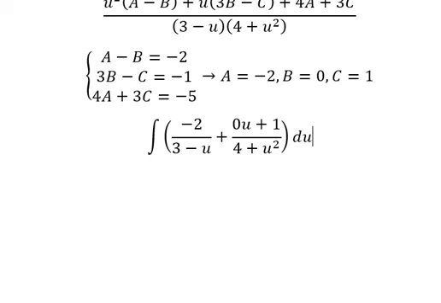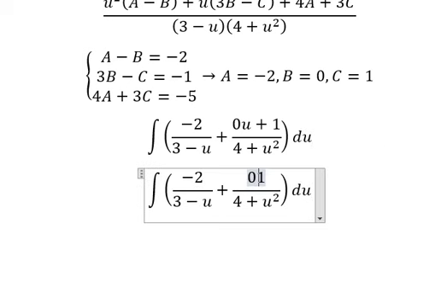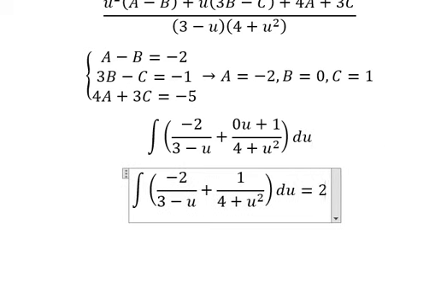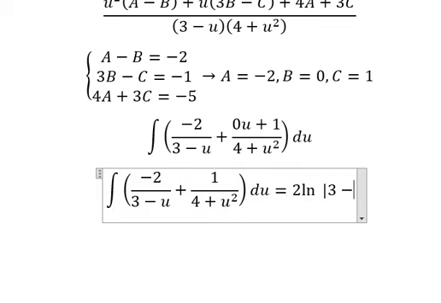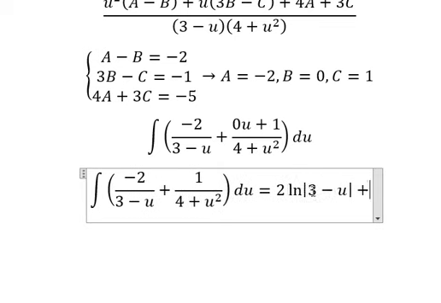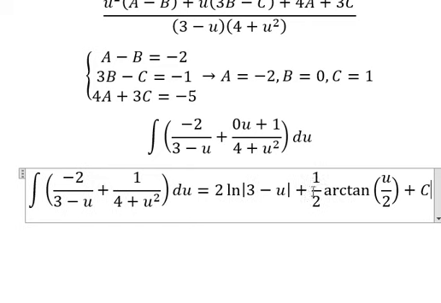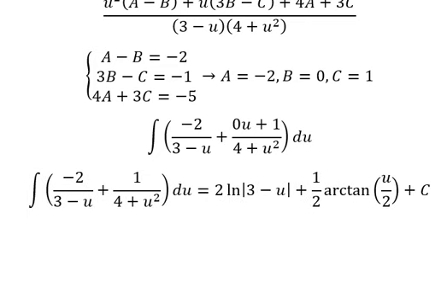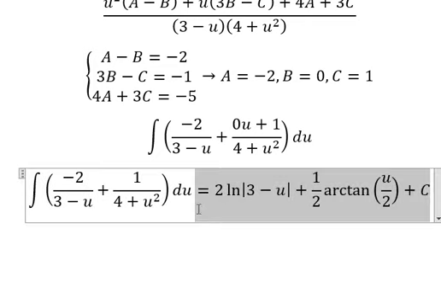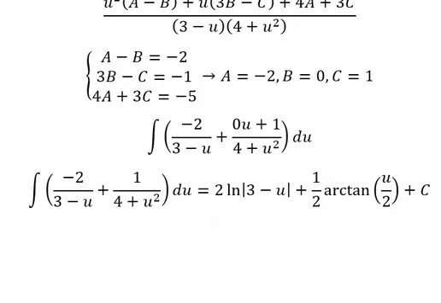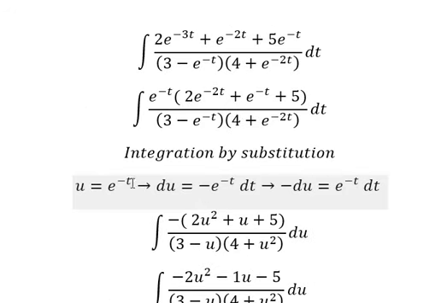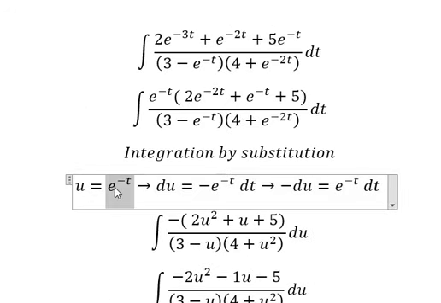And now we have like this. And now we have the final answer. So about u, that is e to the power of negative t.